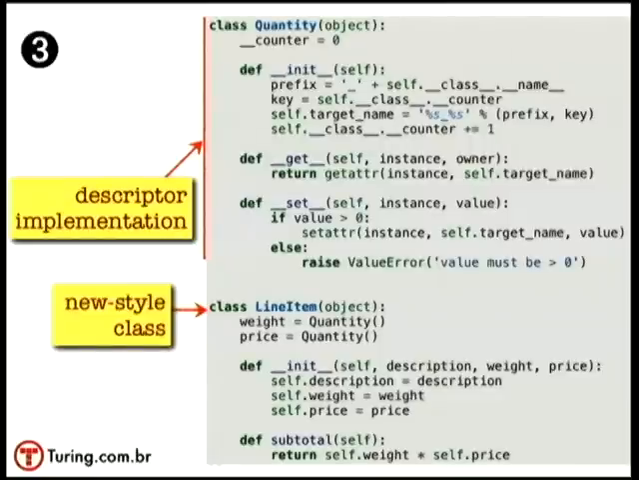I'm going to show this code a lot of times, so don't worry about reading it right now. The main thing you have to understand from this slide is that you now have this other class called Quantity, which is the implementation of the descriptor, and you have a new style class that uses it. You may think, oh, this is a lot of code just for doing a getter and a setter. Yes, but if I put this in a module by itself, then I can easily reuse it everywhere. And in fact, this is the way that Django works, for instance.